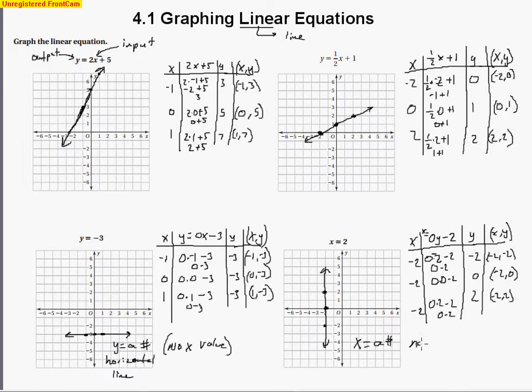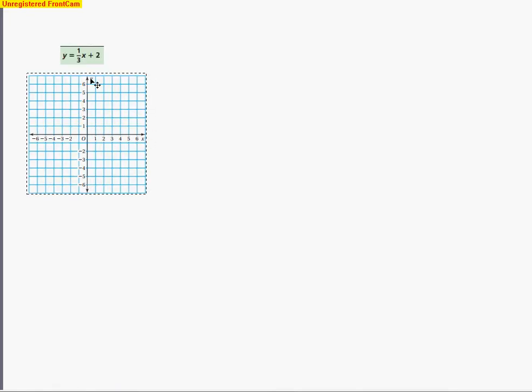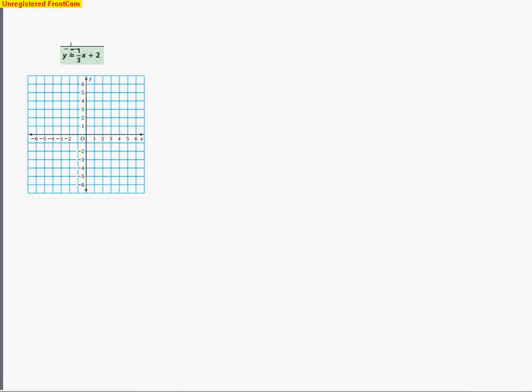There's no y value. So whenever we see no y value, that means we have a vertical line. So let's take a look at another problem. One more equation here. I did y equals, and I'm going to change that to y = -1/3 x + 2.